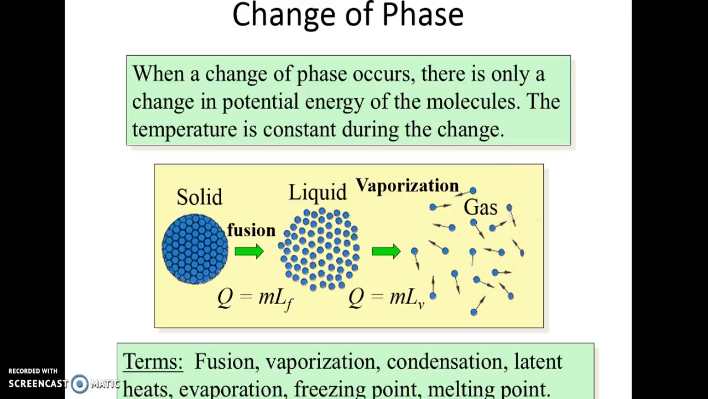So, change of phase. When a change of phase occurs, there's only a change in potential energy of the molecules. The temperature is constant during the change. So, solid changes to liquid to gas, and it goes back and forth based on the temperature change. From solid to liquid is fusion, which is seen as Q equals MLF, and then liquid to gas, vaporization, Q equals MLV. So fusion, vaporization, condensation, latent heats, evaporation, freezing point, melting point, all important terms.